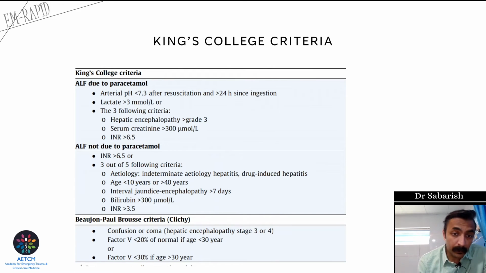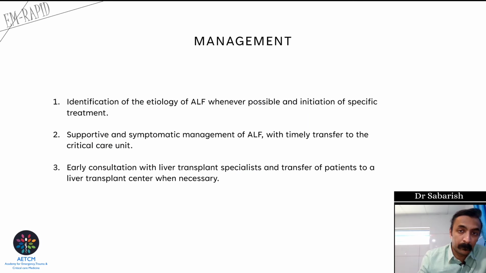And non-PCM related, again there is a mild difference, with INR of more than 6.5, or 3 out of the following, based upon the etiology: age less than 10 or more than 40, interval between jaundice to encephalopathy of more than 7 days, bilirubin of more than 300, and an INR of more than 3.5. So either 3 of the 5 or your INR of more than 6.5 is usually considered, and then you have the Clichy score.